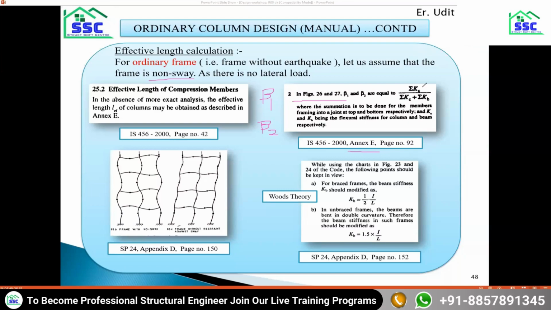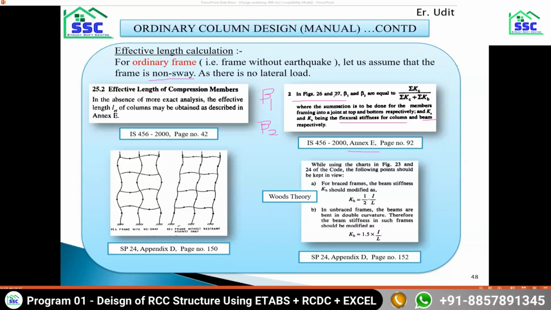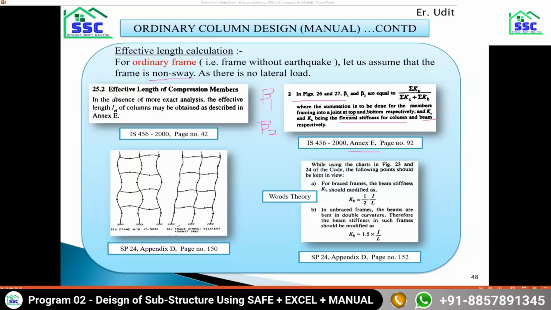Summation Kc is nothing but the flexural stiffness of the column, and summation Kb is nothing but the flexural stiffness of the beam. So beta 1 and beta 2 is summation of Kc divided by summation of Kc plus Kb at the top and bottom ends of the column. At the top end of the column it would be beta 1, and at the bottom end of the column it will be beta 2.